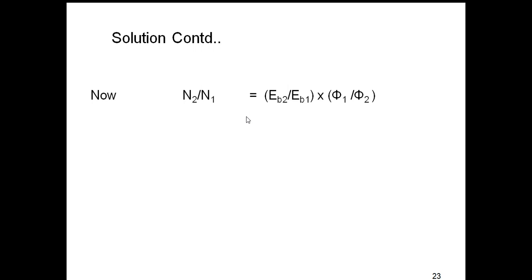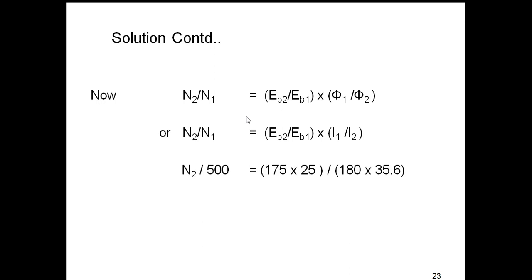From the equation EB is equal to phi Z N P by 60A, we get N2 by N1 is equal to EB2 by EB1 into phi 1 by phi 2. Since the phi is directly proportional to current I, we can write N2 by N1 is equal to EB2 by EB1 into I1 by I2. On substituting all the values, we get N2 by 500 is equal to 175 into 25 by 180 into 35.6. We get the secondary speed N2 is equal to 314 RPM.